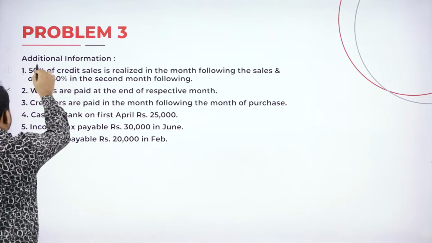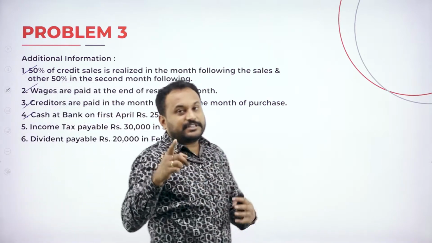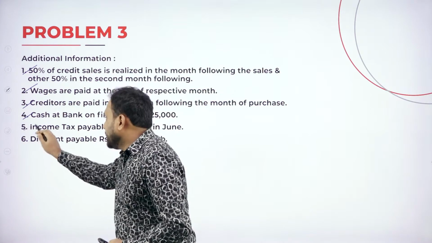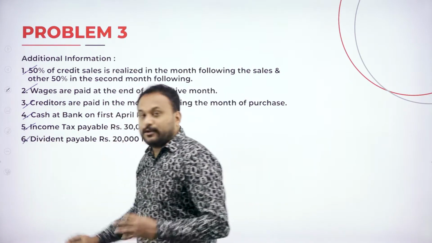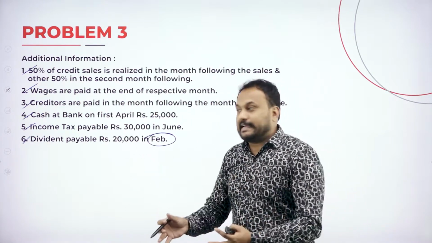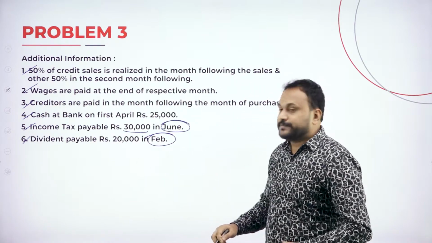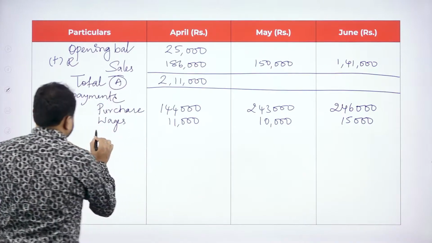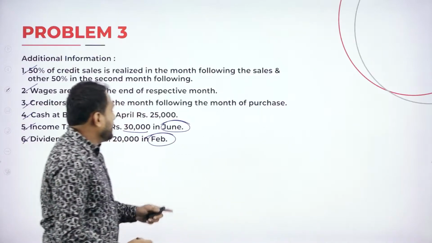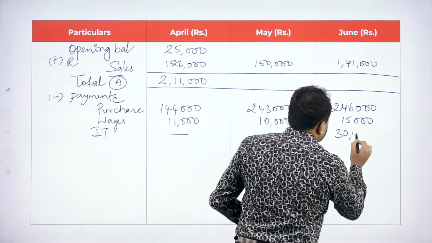Next we have what? This is done, this is done. Credit is also done. Next is cash at bank 1st April. Now we have taken that as an opening balance, so even this is done. Next two is income tax and dividend is there, but I told you that dividend we are not supposed to take because it's in the month of February, which we are not calculating. So income tax payable is how much? 30,000, and it is in the month of June. So we'll go with income tax. Income tax in the month of June. How much is it? That is 30,000 rupees. So we'll write here 30,000.